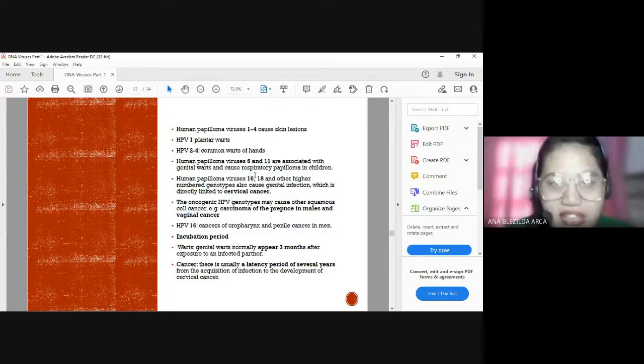For 16 and 18, this is the cancerous type. This is the one that can cause cervical cancer or even cancer in males. Pwede rin. So sa lalaki, carcinoma of the prepuce in males and vaginal cancer in females.